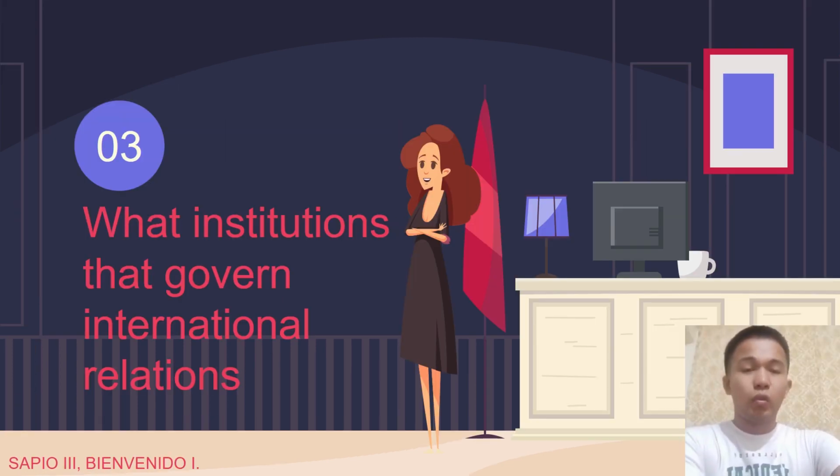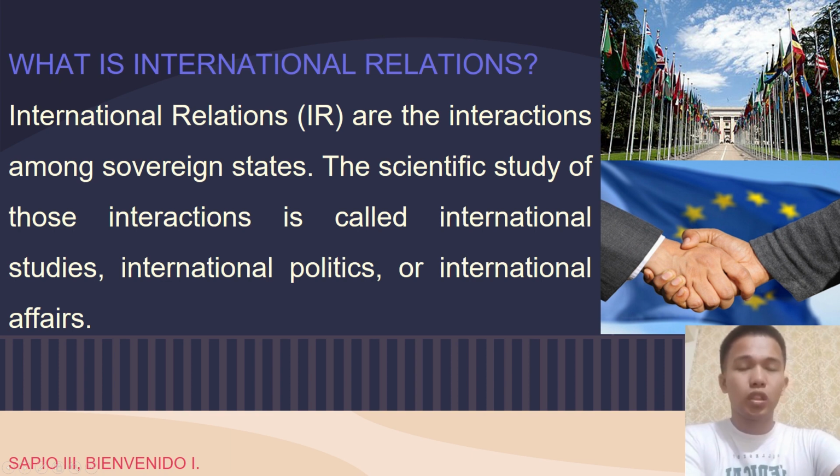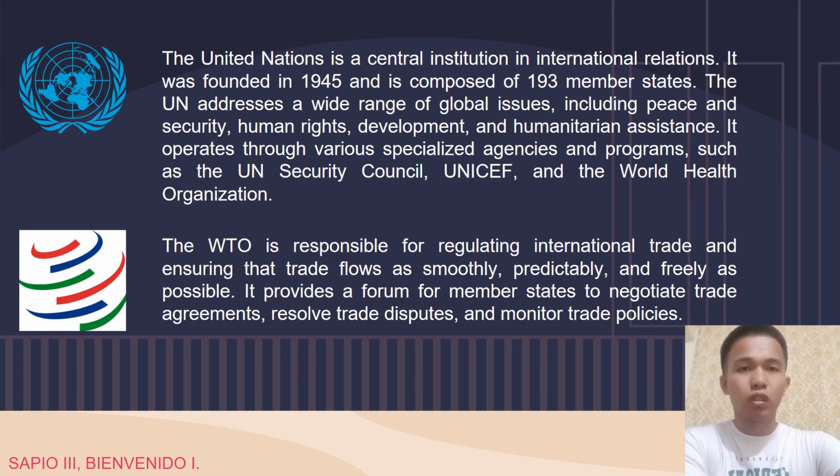So, good day everyone. Today we will identify the institutions that govern international relations. So, let's proceed. First, what is international relations? International relations are the interactions among sovereign states. The scientific study of these interactions is called international studies, international politics, or international affairs. So, let's proceed. What are the institutions?